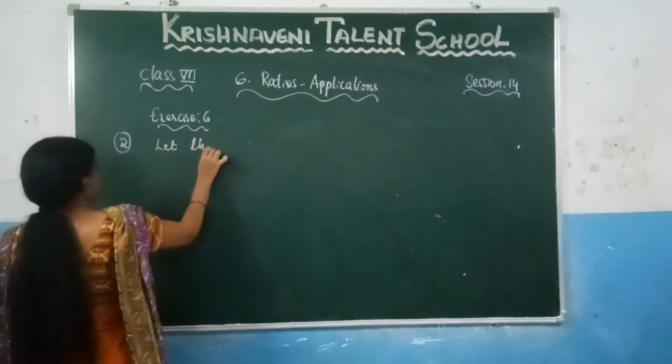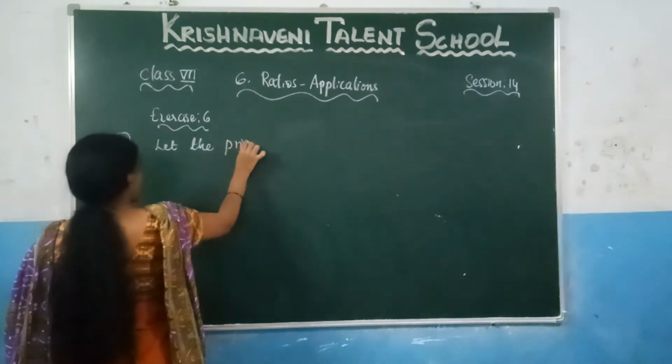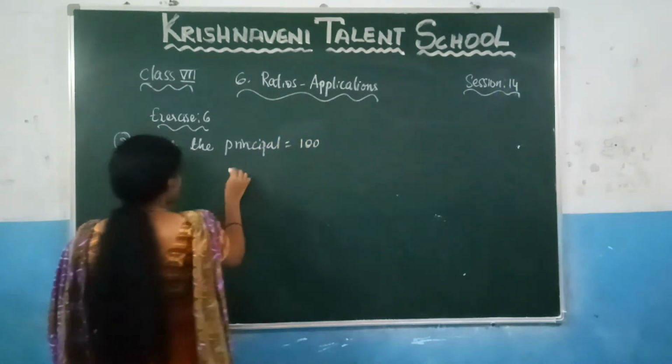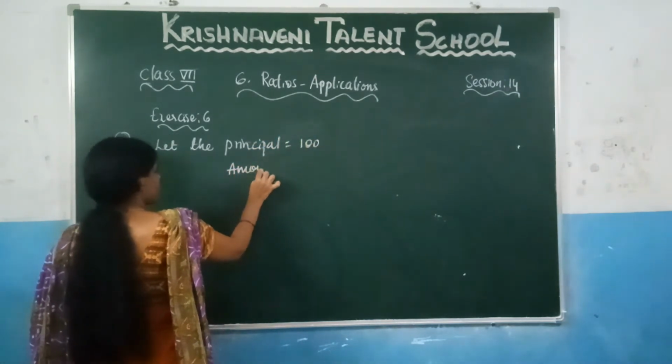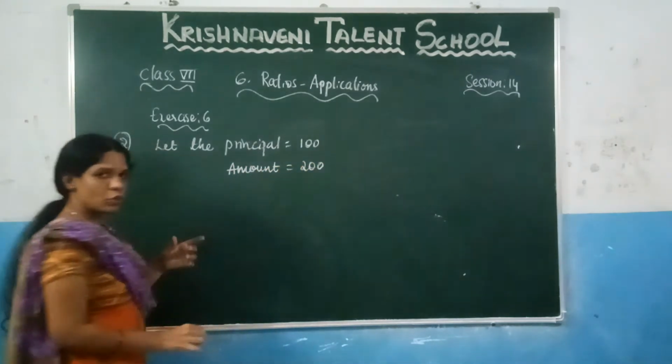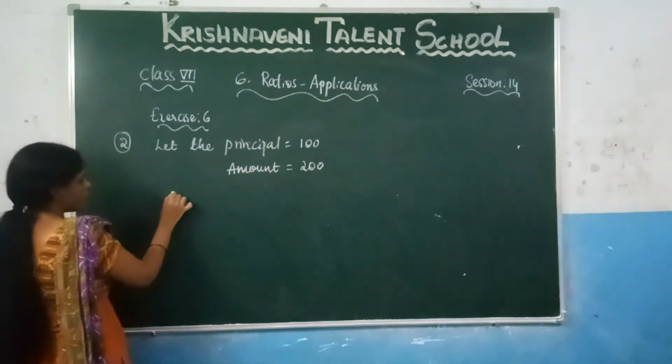Let the principal is equal to 100. Then what is the amount? Which is nothing but 200. Right? If you know these two, you can calculate the simple interest.